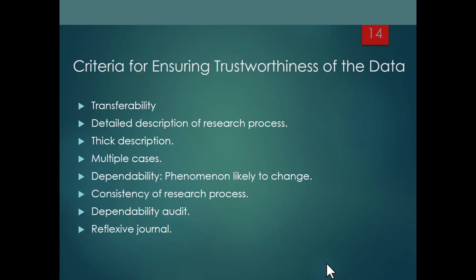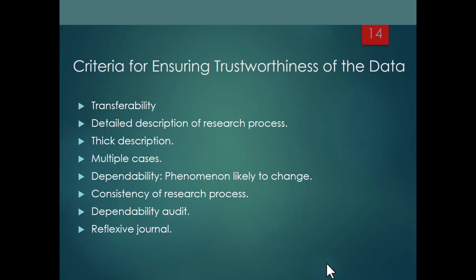Transferability involves providing enough detailed description of the research process, the participants, and the settings so that the readers can make decisions about whether the findings are applicable to the individuals they work with or the settings in which they work. So a thick description is a detailed account of the research process, the context, and the participants. The use of multiple cases can determine that the findings have occurred across individuals and settings.